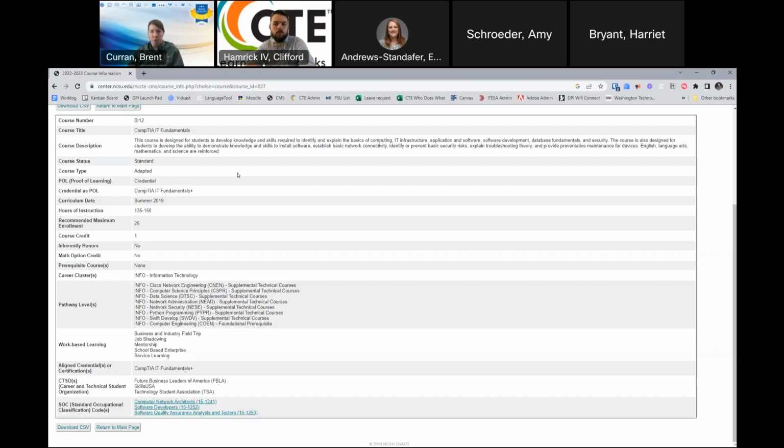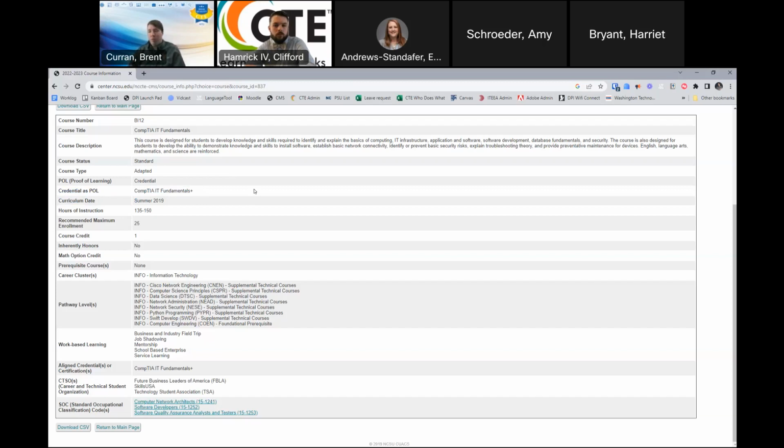Then we see proof of learning. This is something useful to share with students as they're registering for courses. For proof of learning, you'll see state assessment, performance-based measurement, or credential. So this one here is a credential. And what that means is they're going to earn a credential as their final proof of learning, what used to be called state assessment. So credential is proof of learning. This one, we see they're going to earn the CompTIA IT Fundamentals Plus credential.